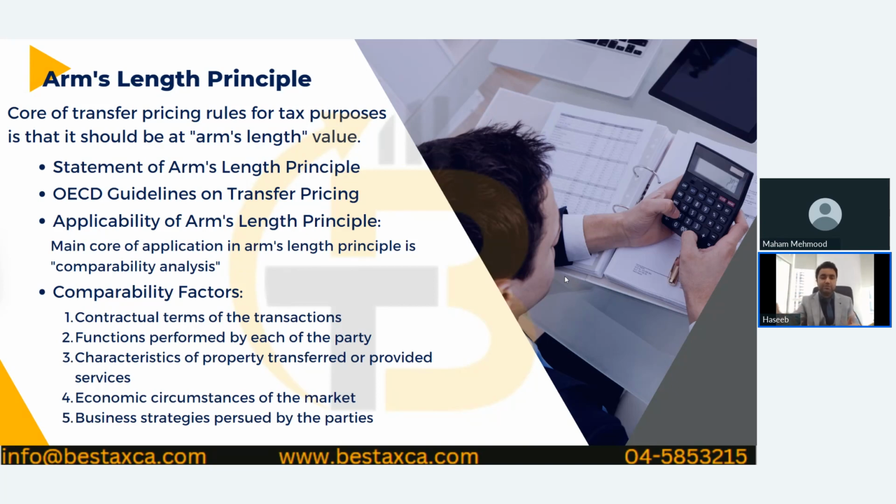So, the characteristics of the property transferred or services provided: for example, if we are getting marketing services, maybe human resource management services, or administration services, whatever the characteristics are, they should be documented in the transfer pricing.